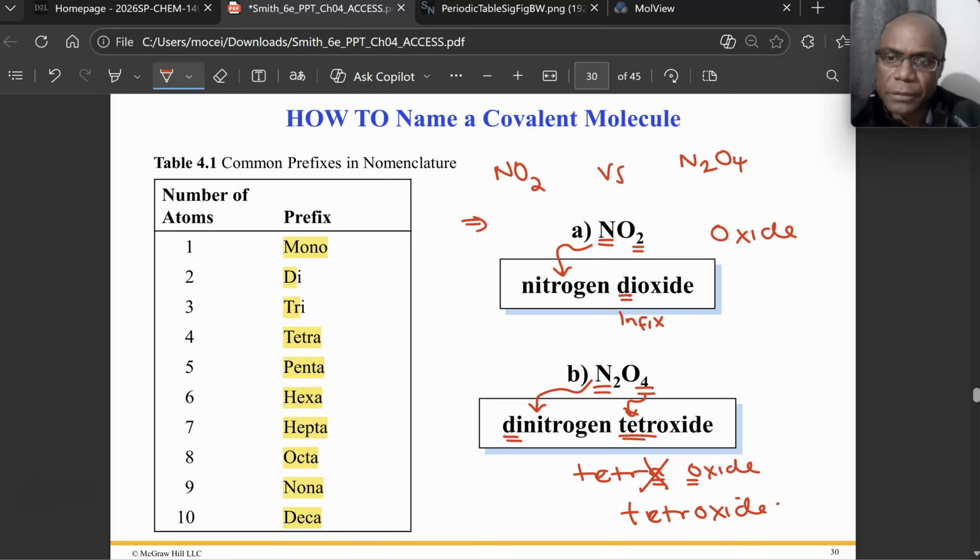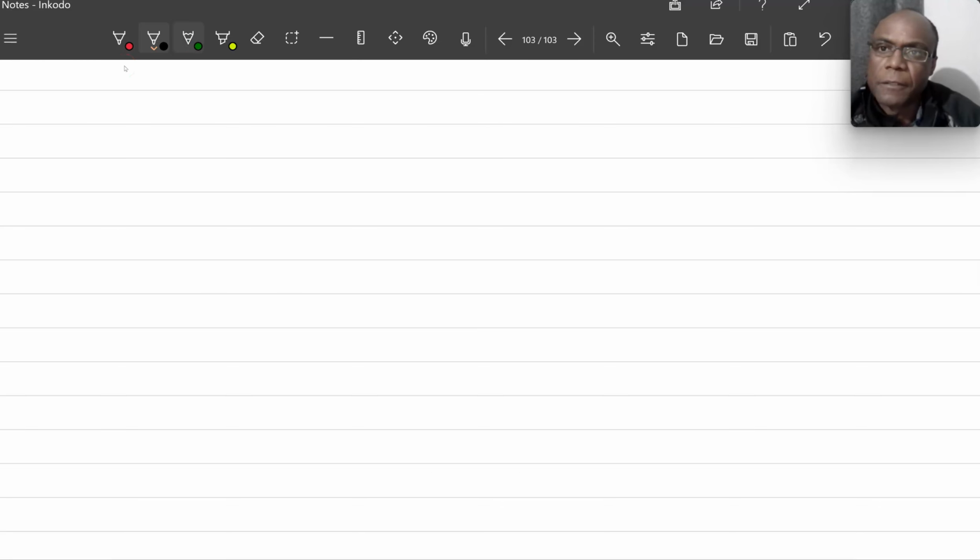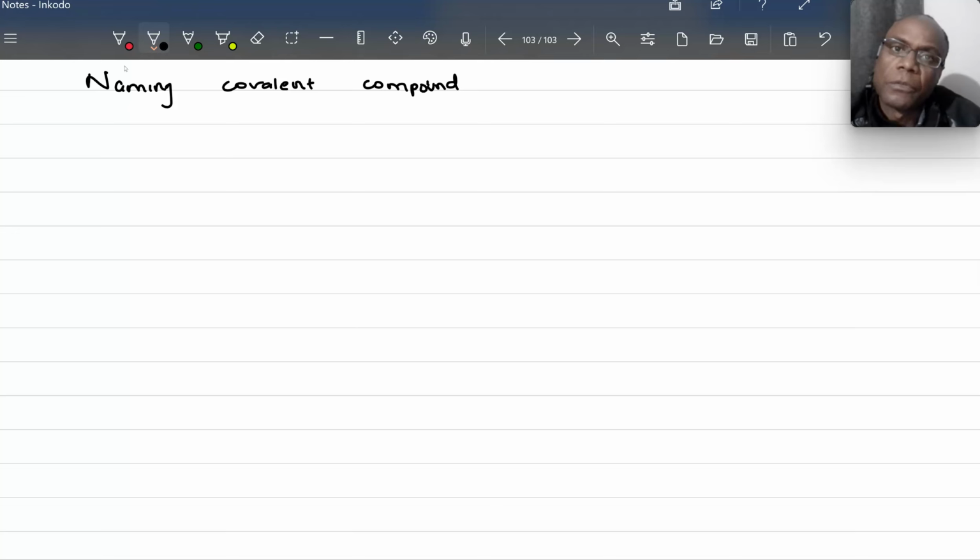Let us do more examples. Provide the names to the following covalent compounds. So again, the title for this exercise is naming covalent compounds. What's a compound? A structure made of 2 different elements. Why is it covalent? Because it's composed of nonmetal and nonmetal joined by sharing electrons. So the first one I would like you to name is this one.